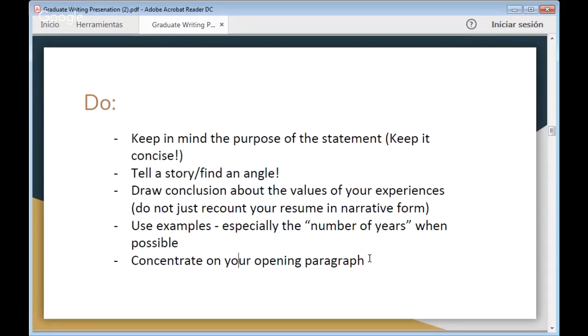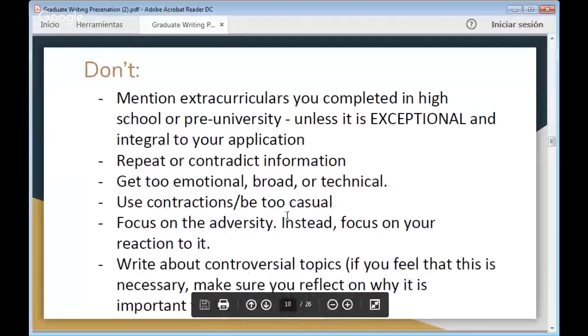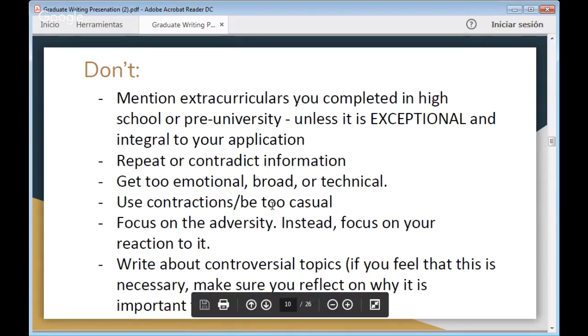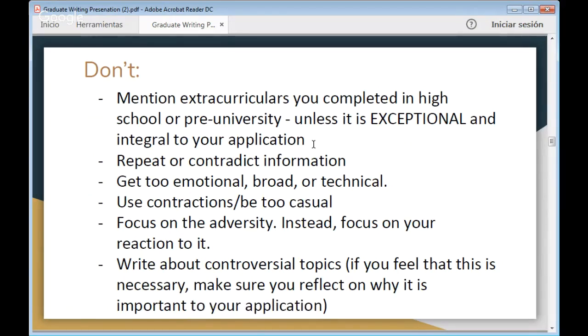Okay, so here are some general don'ts. Don't mention extracurriculars you completed in high school or pre-university unless it is exceptional and integral to your application. So generally, admissions counselors won't look at anything you did before your university degree. So unless it's something that's really, really important, I would suggest to not include it, just because that's also wasting space that you could use to talk about other things in your application.